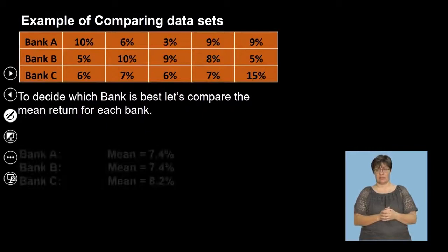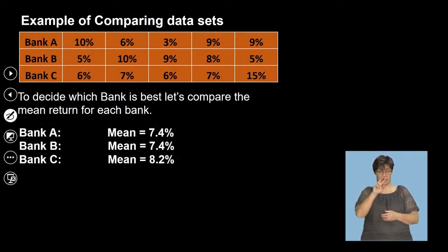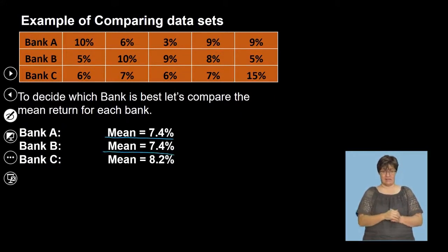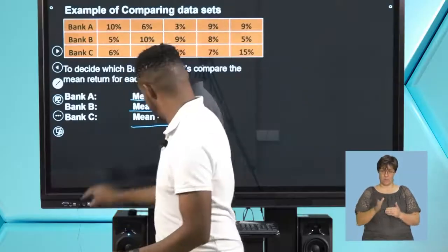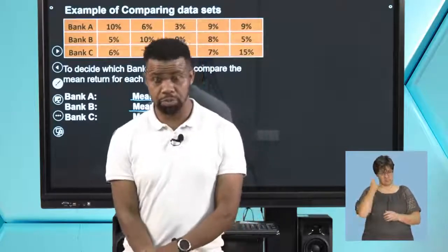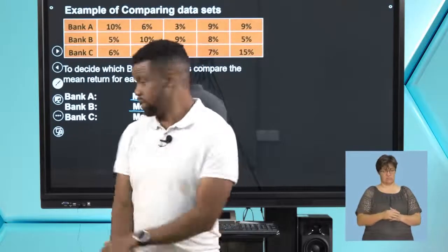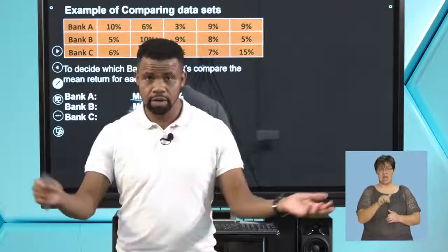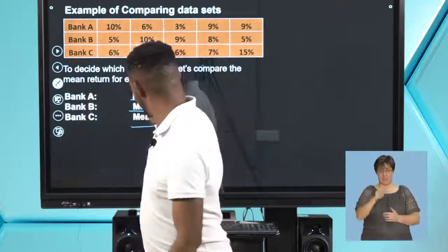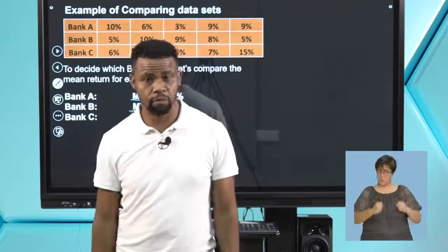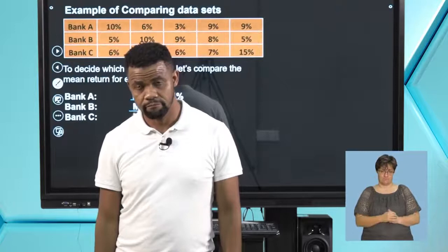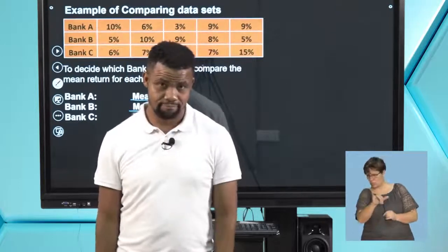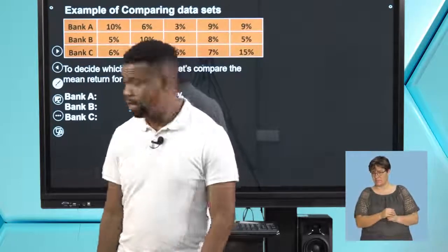So let's look at the mean. So this is Bank A, B, C. What do you choose if you calculate the mean? You say, oh, I want more money. I will go with 8.2%. It doesn't matter whether you choose A or B. The mean return for the past 5 years is 7.4%. What would you go with? Let's explore.